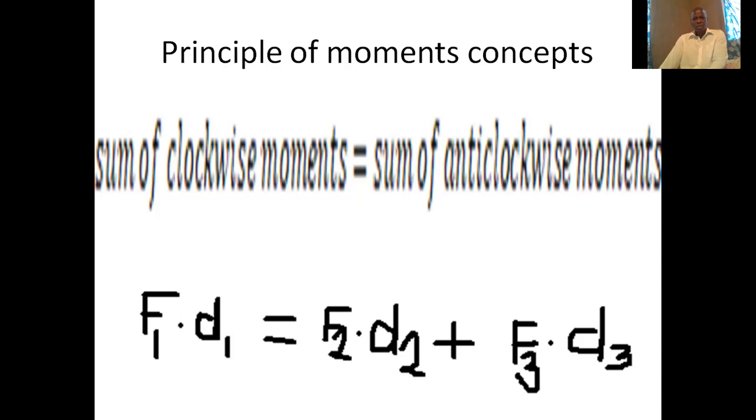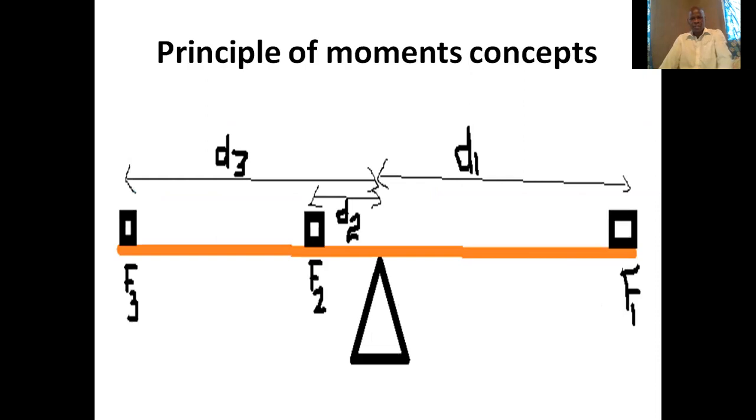Really, we cannot proceed to understand more complicated problems if we do not understand this basic principle. In other words, I will repeat briefly to indicate that in the clockwise manner, we have one force which is pulling in the clockwise, and therefore its moment is F1 multiplied, which is the force, multiplied by the distance to the pivot, which is D1.